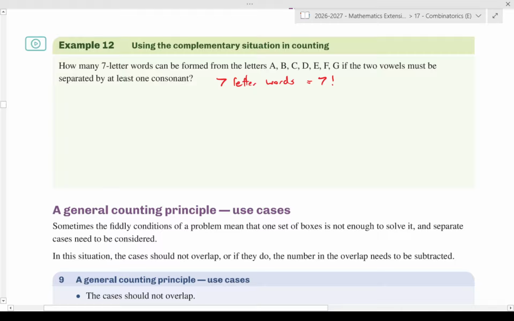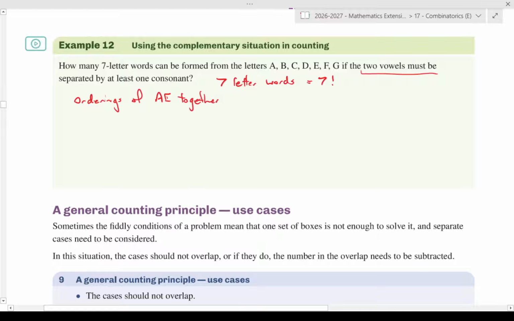There's a lot of different combinations. So what we're going to do is look at the "not" of that. It says the two vowels must be separated by at least one consonant. So the "not" of that, the complement of that, would be if those letters were glued together like that. Okay? So let's go orderings of A, E together.